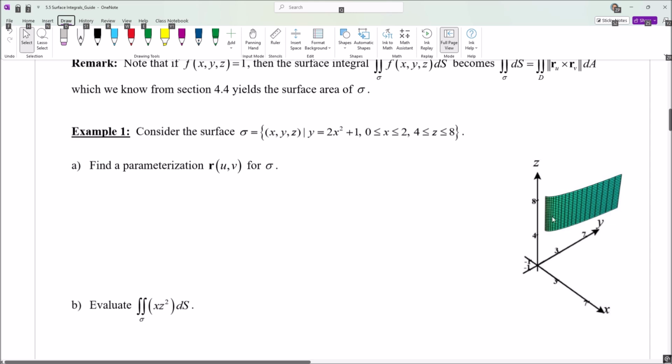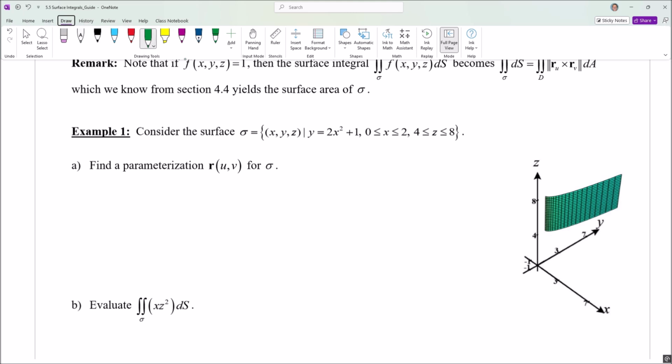Let's take a look down here at a surface that I have a picture of over here on the side. And this surface is the surface sigma. According to the set notation that we have in example 1 here, this surface is given by the formula y equals 2x squared plus 1. Okay, so this is kind of like a parabola-like shape here.